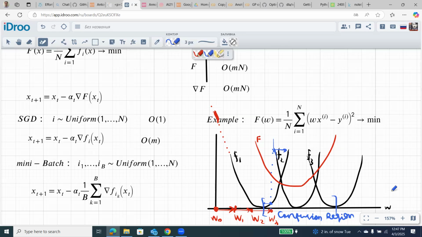And when we reach this confusion region, it's a good idea to use a smaller learning rate to avoid large jumps to the next point. Maybe we just used a not good index for the current update step. And also it means that if we use stochastic gradient descent, we will never actually reach the true minimum of the full batch loss function.